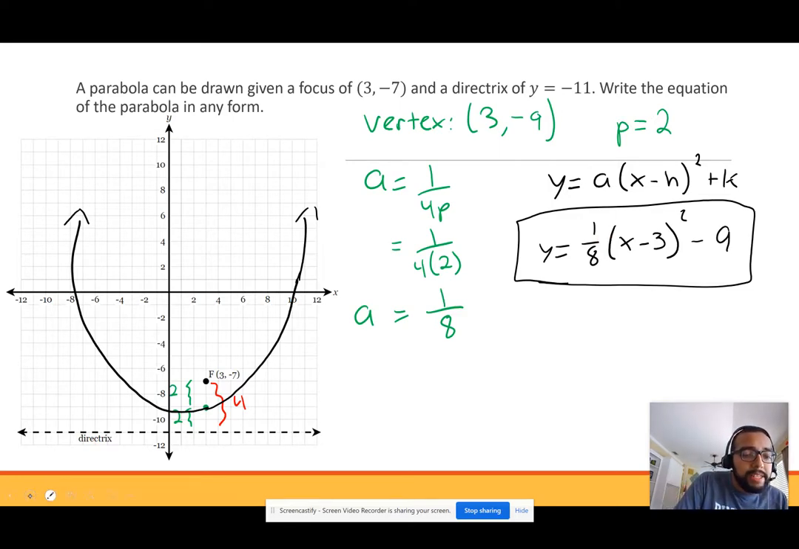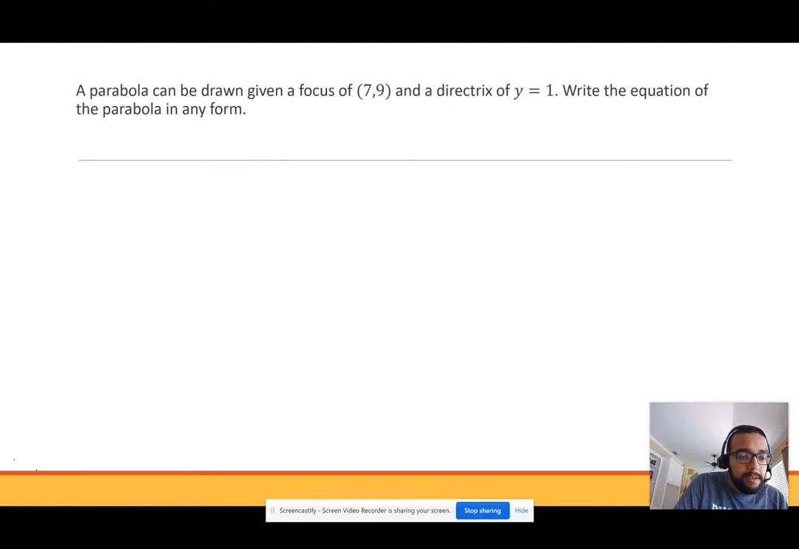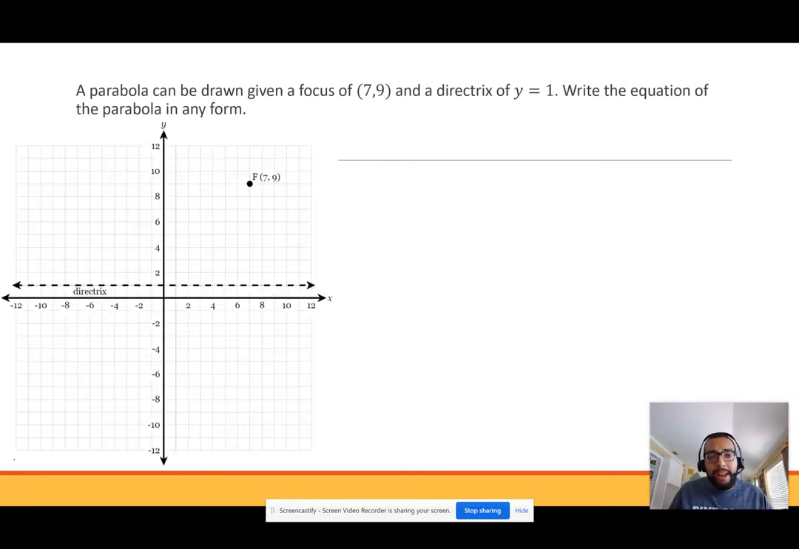So let's try this next one here. A parabola can be drawn given a focus of (7, 9) and a directrix of y equals 1. Write the equation of the parabola in any form. Again, I gave you the graph already. That's nothing too crazy, nothing too bad. So I have a focus of (7, 9) and a directrix of y equals 1. First step is done.